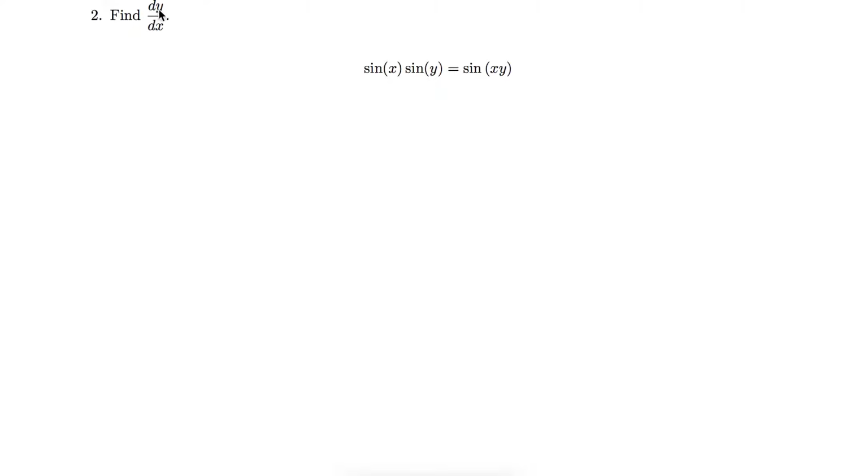We are looking for the derivative of y with respect to x, and we are given another implicit equation. Once again, we'll start by finding the derivative of both sides with respect to x. So d over dx here, d over dx here. That's an x.